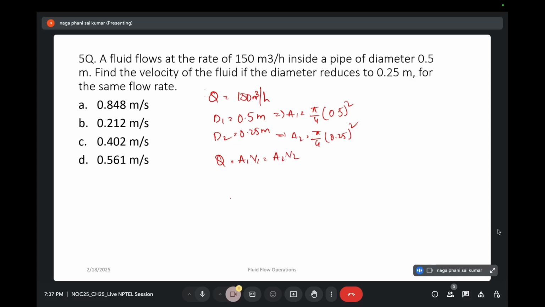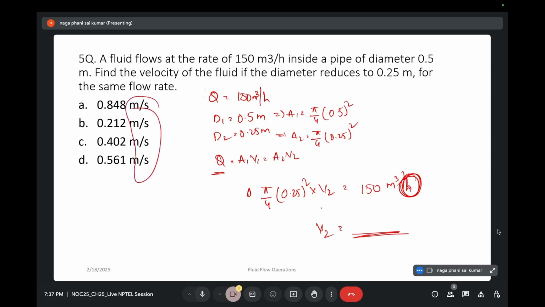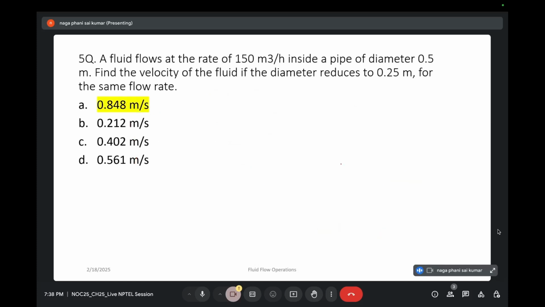So we can directly do it. A2, which is pi by 4 into 0.25 whole square, into V2 would be equal to Q, that is 150 meter cube per hour. If you solve this, you'll get some value for V2. This is in hours, so we should convert it into seconds as well, because all the options are given in meter per second. The meters you don't have to convert because they're already in meters. You just have to convert hours into seconds. If you do it properly, the answer would be 0.848 meter per second.